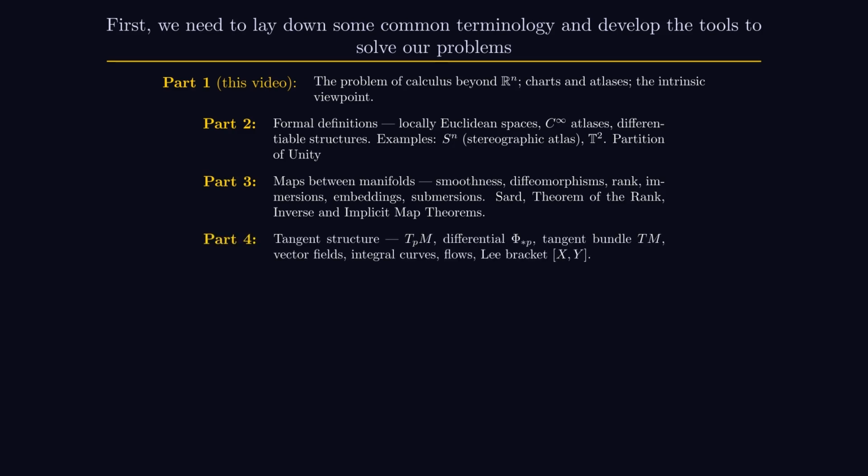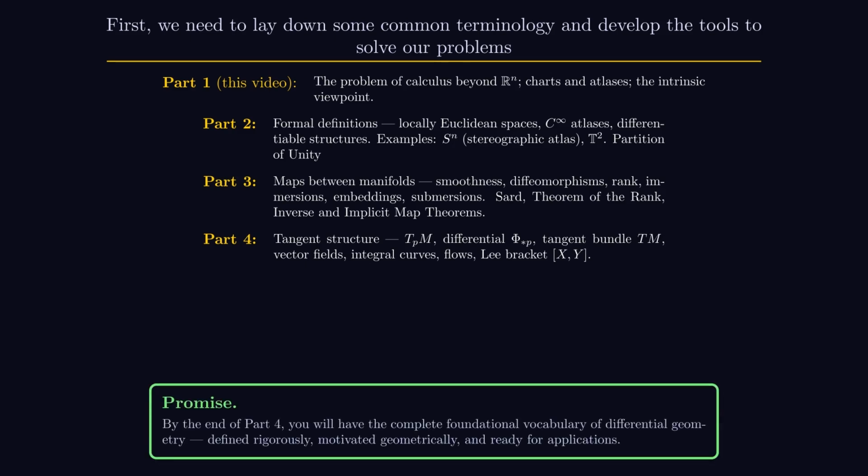Part 4 builds tangent structure, the tangent space at a point, the differential or push forward, the tangent bundle, vector fields, integral curves, flows, and the Lie bracket. By the end of Part 4, you will have the complete foundational vocabulary of differential geometry, defined rigorously, motivated geometrically, and ready for real applications.